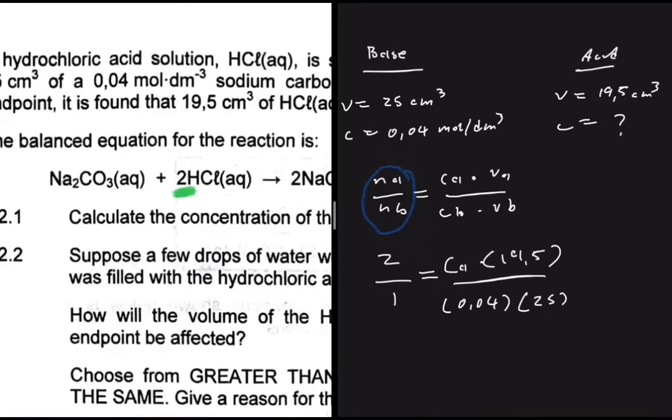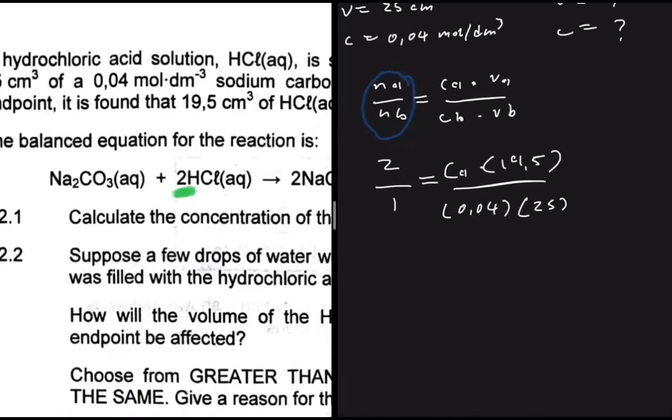Because we are taking a ratio of the volumes, we can actually leave it like that. We don't have to convert it to decimeter cube, right? Only if we're using the ratio of the volumes, right?